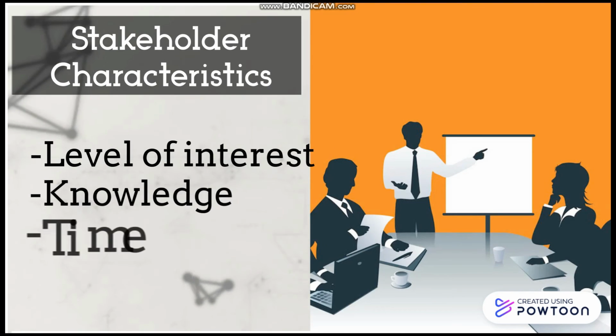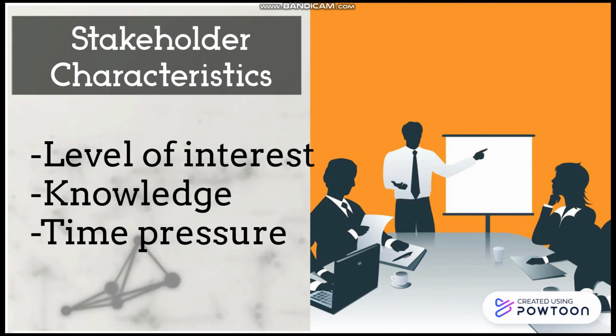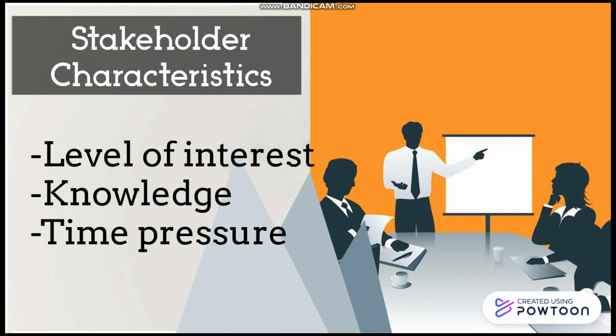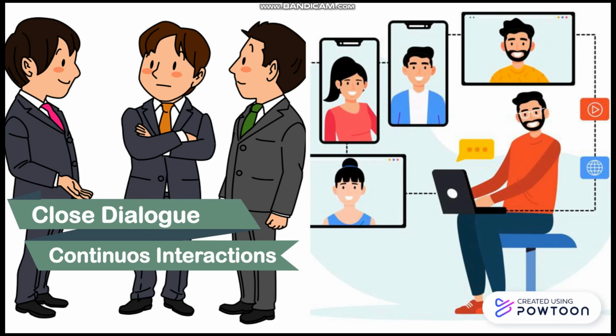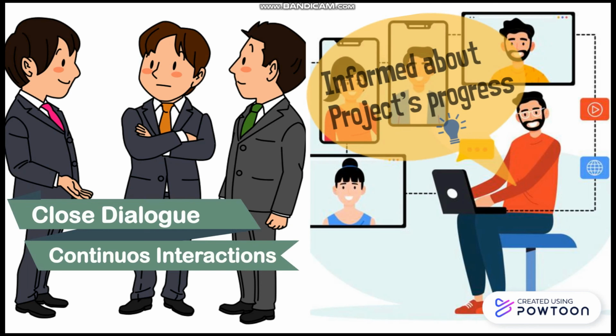Stakeholders differ on characteristics such as level of interest, knowledge, and the time pressure they are subject to. Therefore, the need for management differs across stakeholders or stakeholder groups, and accordingly, it follows that the relevant communication activities will also differ. For some stakeholders, a close dialogue and continuous interactions are needed in order to procure their contributions and take care of their interests. Others may just need to be informed about the project's progress.